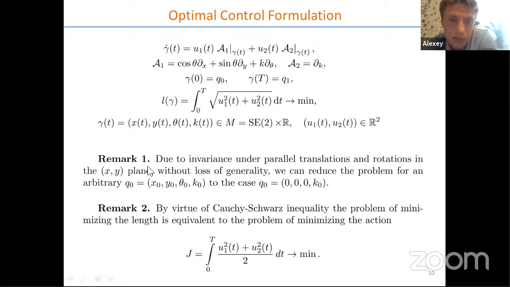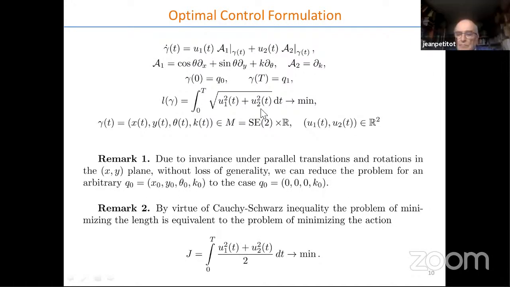Let's make a few remarks. First, due to invariance under parallel translations and rotation in the plane XY, without loss of generality, we can reduce the problem from arbitrary Q0 to the following. We can put the initial condition at the origin of the XY plane and set theta 0 equals 0, but K still has to be fixed. It is some constant, which is not necessarily 0. We can't restrict it to 0.